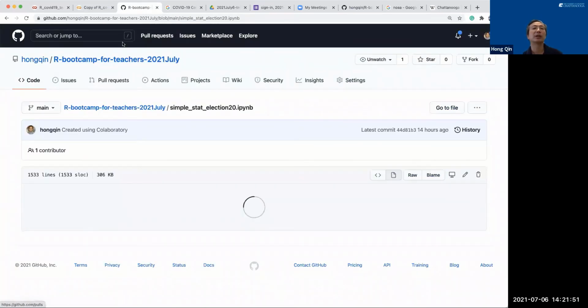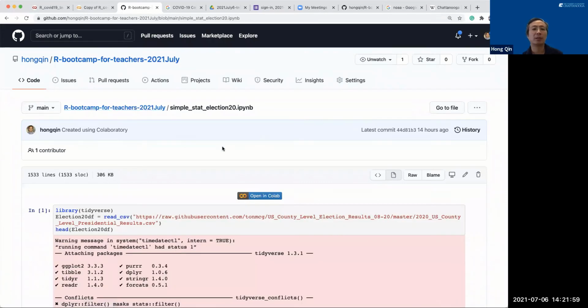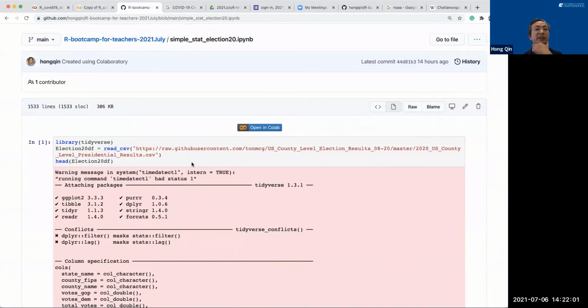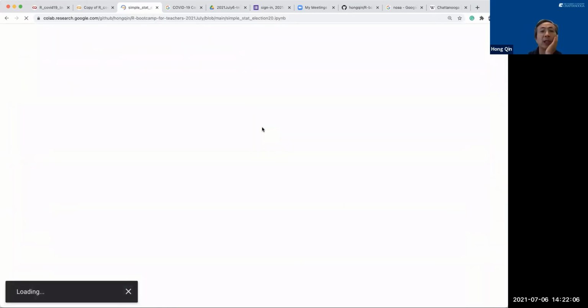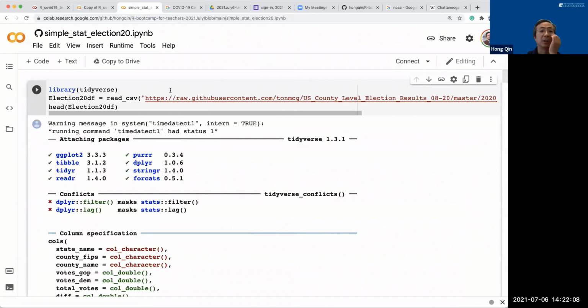So the election result is just a separate file on my GitHub site. This is actually a very small file. If you click open in Colab, it's going to open up with another file.